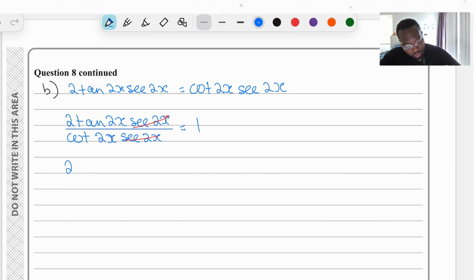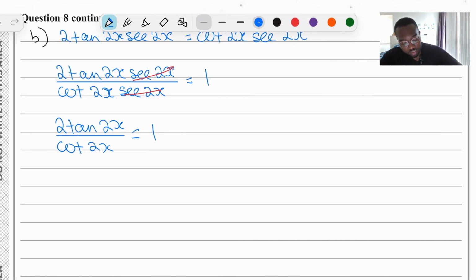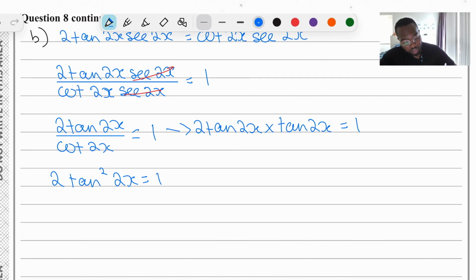So we are left with a 2 tan 2x over cot 2x, and that is still equal to 1. And then if we have a tan 2x over a cot 2x, well, it's divided by its own inverse. So that is just the same as a 2 tan 2x times by a tan 2x, okay? And that's equal to 1. So we're left with a 2 tan squared 2x is equal to 1. And therefore we get tan squared 2x is equal to 1 over 2.